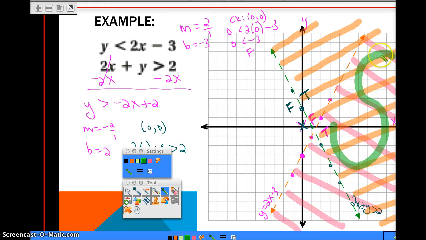That S represents all the points in here work for both inequalities, whereas all the points out here work for none. The points in this little triangular area work for only the green dotted line, and the ones over here will only work for the pink or orange dotted line.